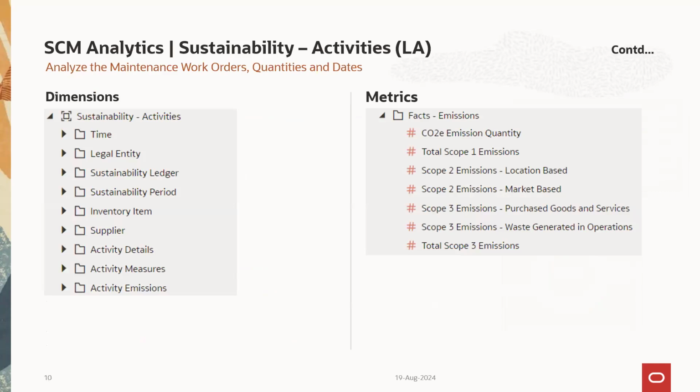As I explained in the previous slide, I just wanted to touch base on the dimensions and metrics also. From a dimensions perspective, we support time, which is anchored to the activity date, the legal entity, sustainability ledger, sustainability period, inventory item, and supplier. All these are dimensions available. We also have various attributes under activity details, activity measures, and activity emissions. And we have the carbon dioxide equivalent emission quantity, total scope 1 emission, scope 2 emission categorized by market or location based, scope 3, which is also categorized by purchased goods and services or waste generated in operations, and finally, total scope 3 emissions as well.